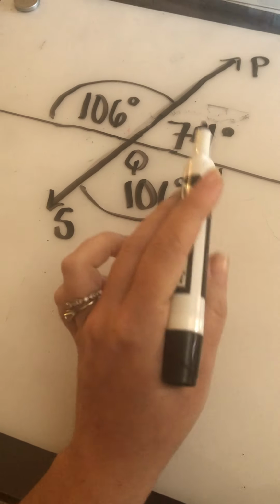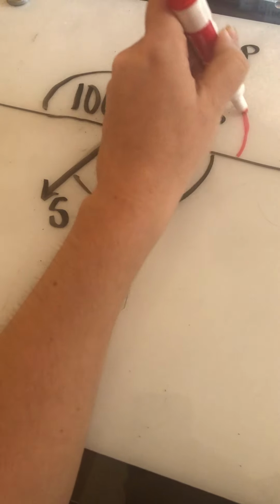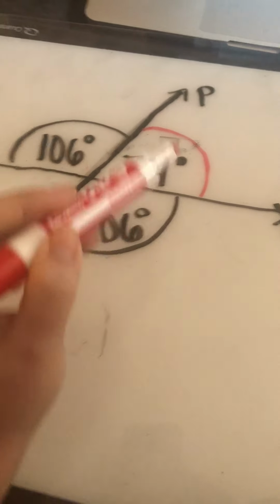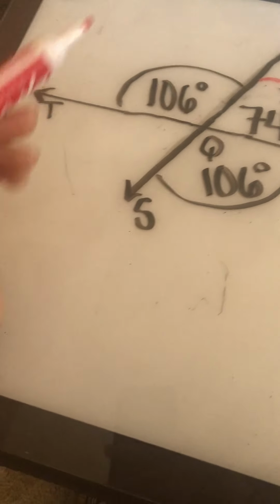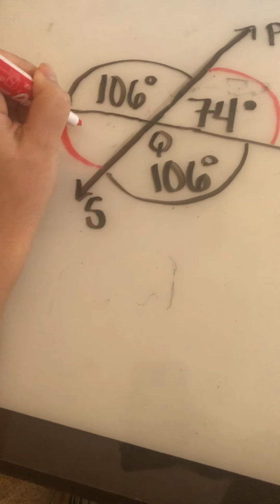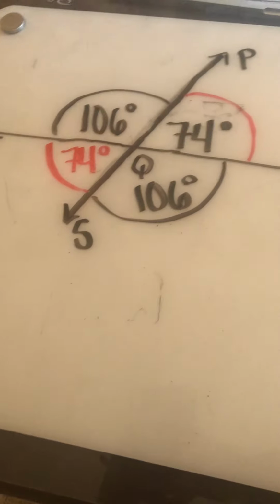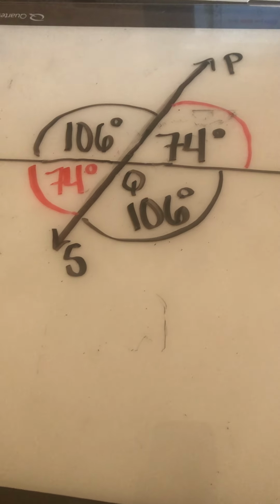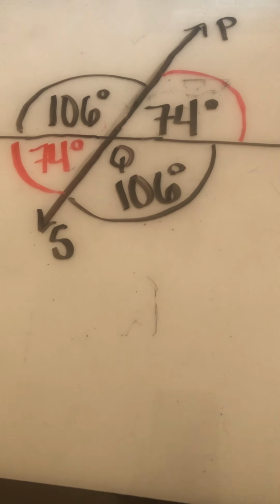And then now this angle, 74 degrees, I'll use a different color. Okay, we can call that angle PQR. PQR would be vertical to the angle opposite it, which would be TQS. So I'll make a red circle, right? And now I know that this would also be 74 degrees. Okay, so notice how they're opposites, right? And when they're opposite each other, they're going to be congruent, or we use the word equals.